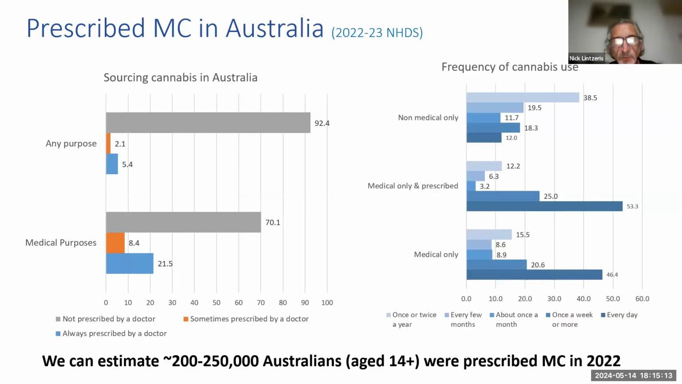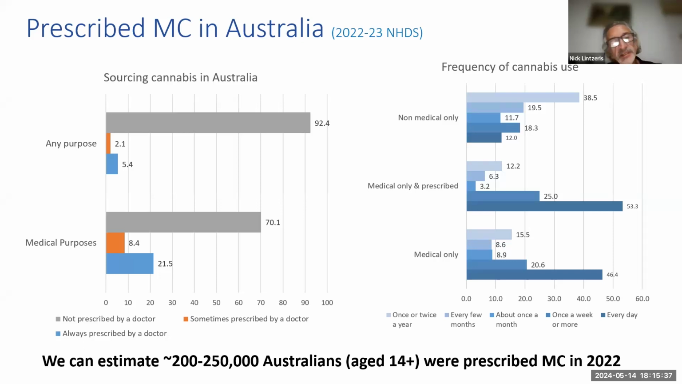They then went and asked, where do you get your cannabis from? And so you can see there the graphs on the left. 92% of all Australians said that they accessed illicit cannabis. So this was not prescribed by a doctor. 5.4% said they only get it prescribed from a doctor, and 2.1% a bit of both.